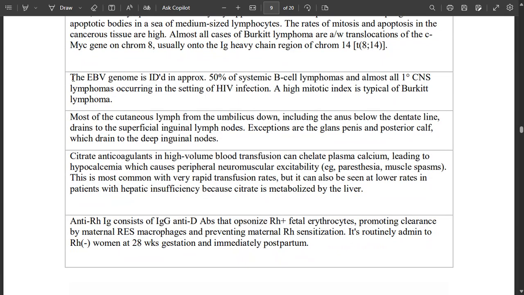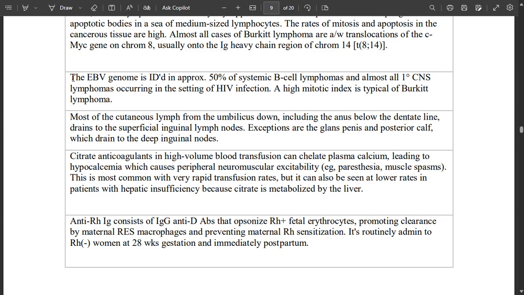The EBV, Epstein-Barr virus genome is identified in approximately 50% of systemic B-cell lymphoma and almost all primary CNS lymphoma.